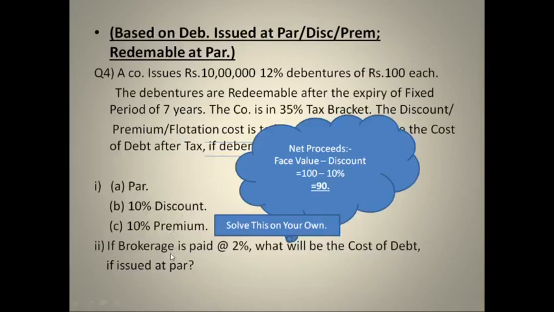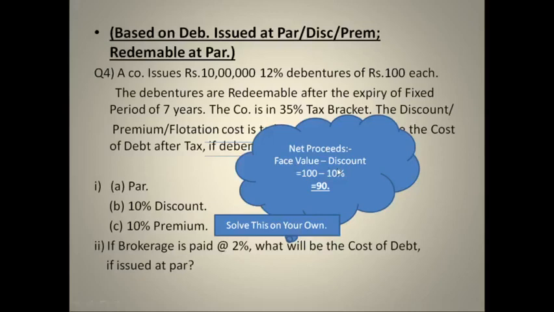I repeat once again, we are solving for the cost of debentures which are issued at a discount rate. So we are not concerned with the premium part and we are not concerned with the brokerage, that is the flotation cost. So from this formula of net proceeds we will remove premium and flotation cost. So the only thing that we are left with is face value minus discount.